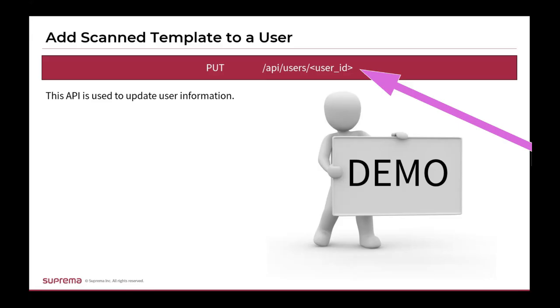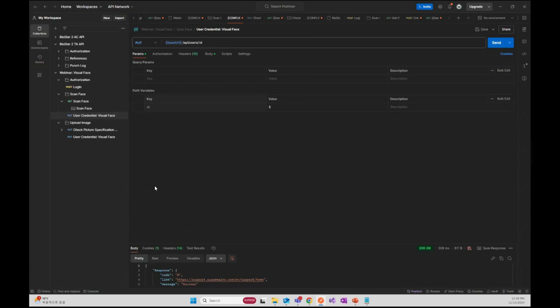Let me pull up Postman to better explain this step. As you can see here, I have input the URL and also the method of the API. This API has a path variable where you need to input the ID of the user you want to edit. In this case, we are going to put the ID of the user that we want to add the visual face credential to.